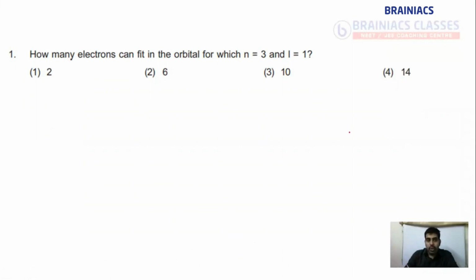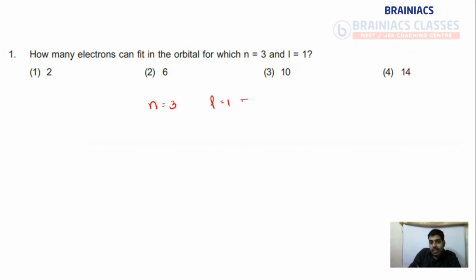Today we are going to discuss some MCQ questions from the chapter Structure of Atom. So I'll start with the first question. How many electrons can fit in the orbital for n equal to 3, l equal to 1? Here the principal quantum number n is equal to 3 and the azimuthal quantum number l is equal to 1.